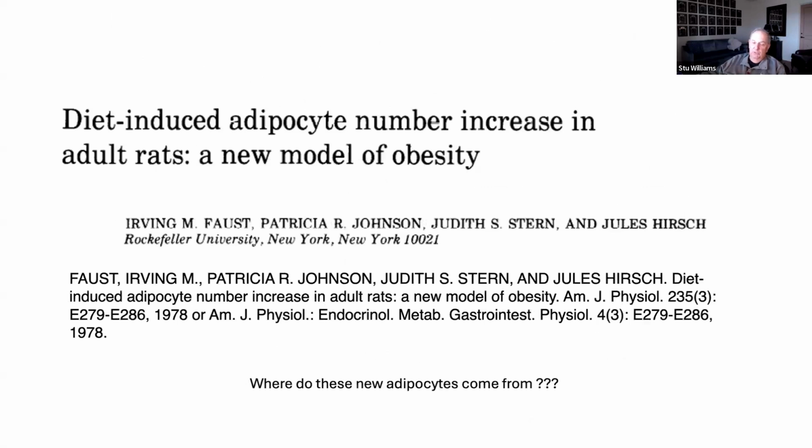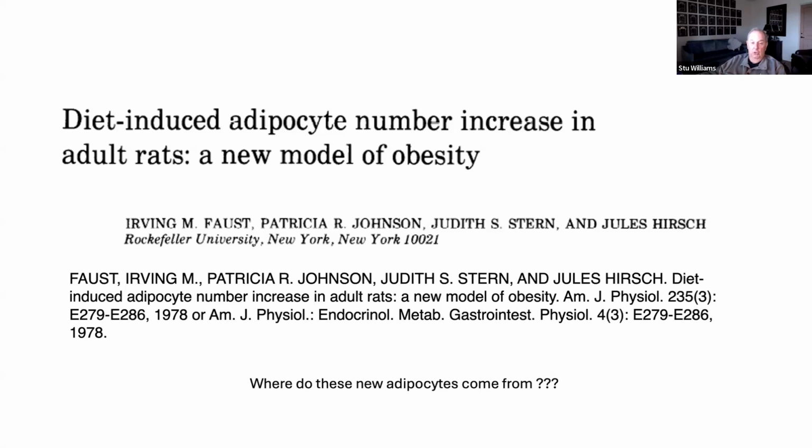And another huge paper was 1978. Faust and his colleagues at Rockefeller University really changed this whole field of our understanding of where new adipocytes come from. Before 1978, when I took physiology as a course, I learned that you're born with a certain number of adipocytes, and then those adipocytes get bigger or smaller depending upon your diet, genetics, et cetera. It was 78 when Faust said, no, no, no, no, no. New fat cells come from progenitor cells in your fat.